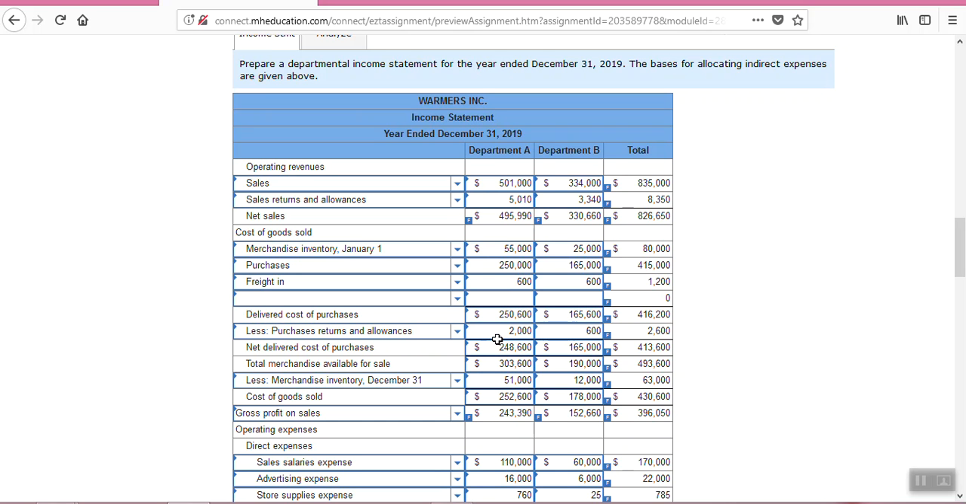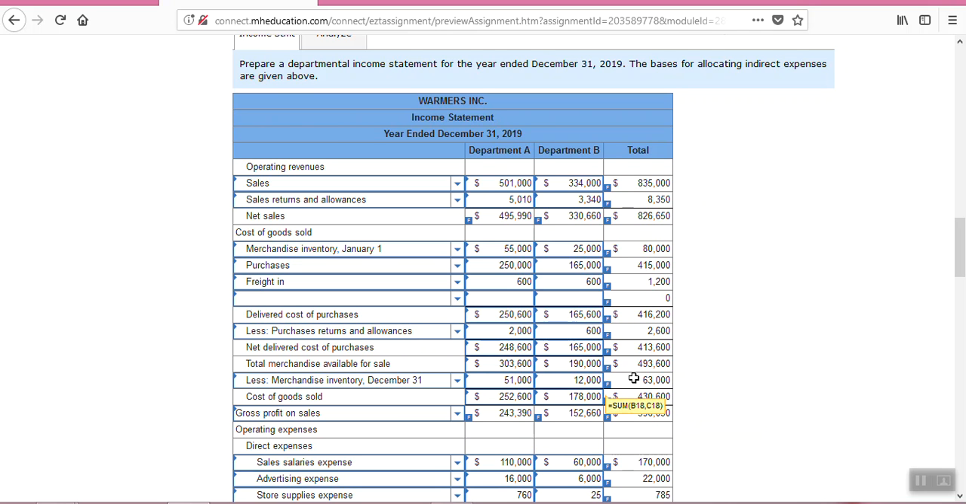So rather than scroll back and forth, I'm going to do it as little as possible, but it's on the chart. So here's your ending inventory. So then you're going to take your merchandise available for sale, which is what you could have sold, but you didn't sell it all. You didn't sell in Department A, for example, $51,000 of that, which if you subtract that out, that actually tells you the cost of what you did sell, which was $252,600 in Department A, $178,000 in Department B.